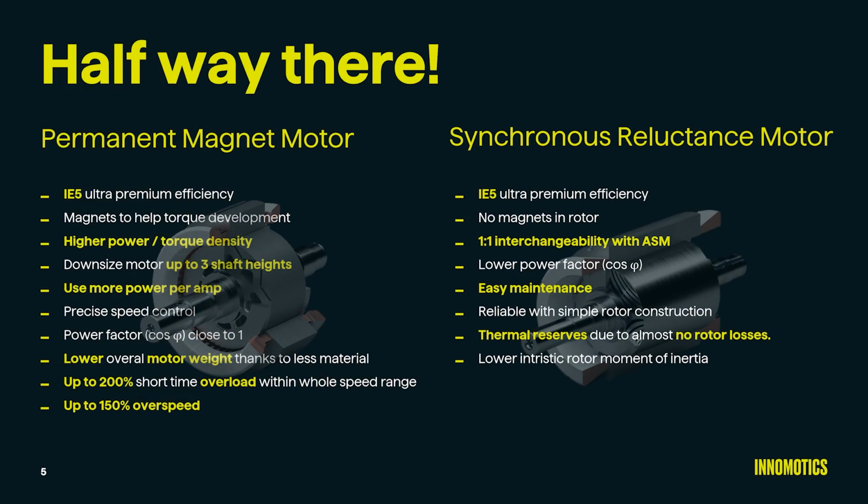But from the electrical point of view, electrically perfect are the permanent magnet motors, where you can use the same drive, which means you have the same or lower nominal current compared to asynchronous motor technology. You can downsize the motor up to 3 shaft heights. You have a precise speed control, and also you have 200% overloadability capability and up to 150% overspeed capability.